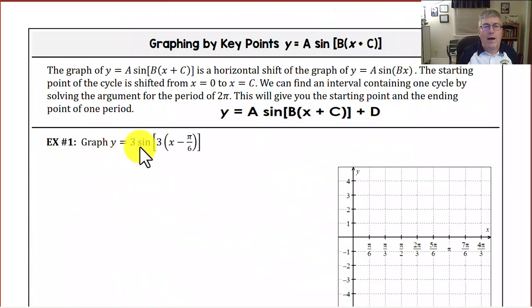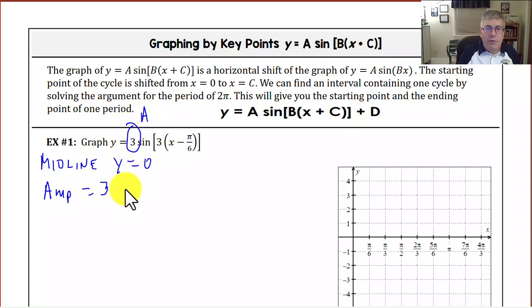In example 1, y equals 3 sine of 3 times the quantity x minus pi over 6. We don't have any d, we don't have any change in our midline, so our midline is going to be y equals 0. We've got an amplitude of 3 from our a value. And we also have a b value of 3. So our period then is 2 pi over 3, or 2/3 pi.